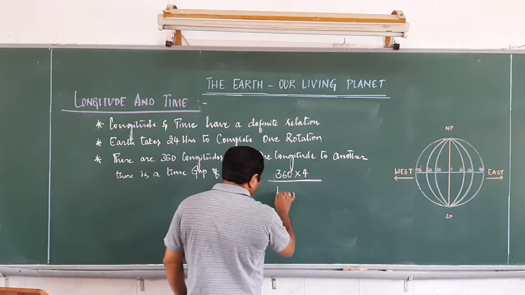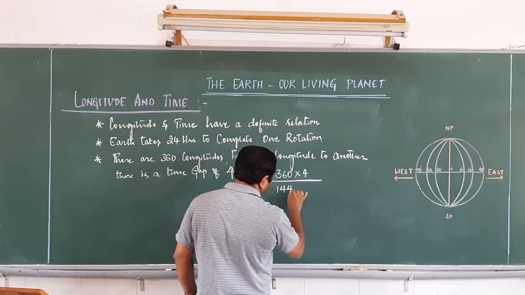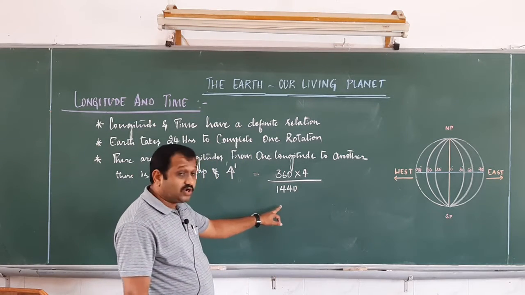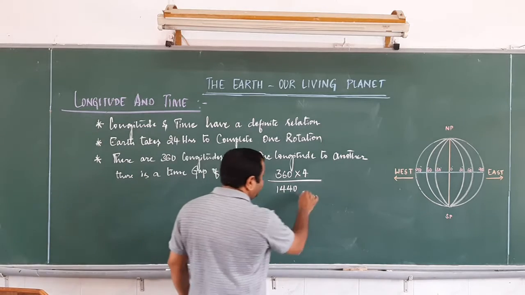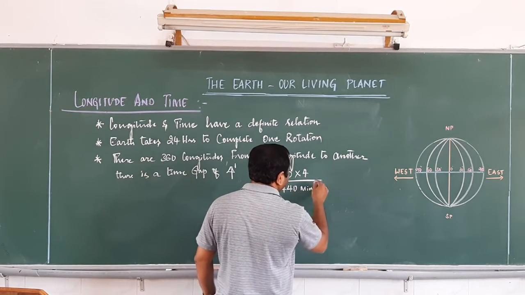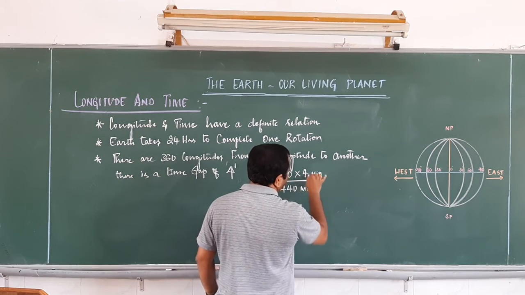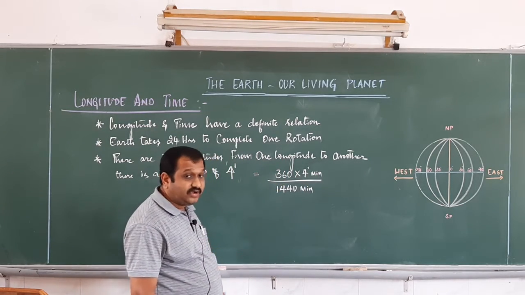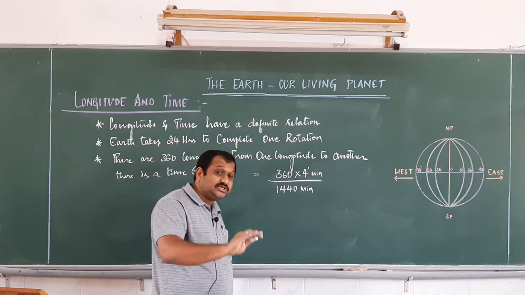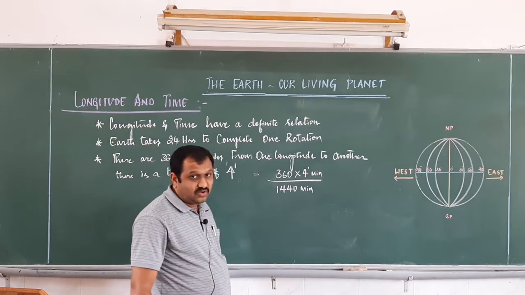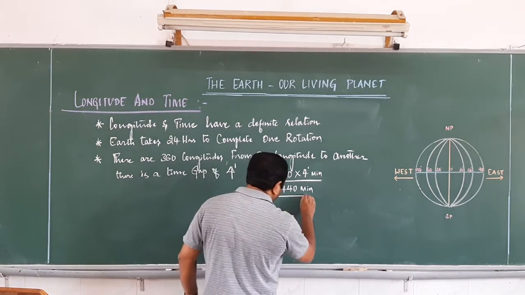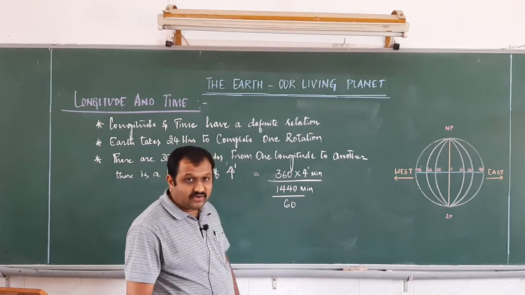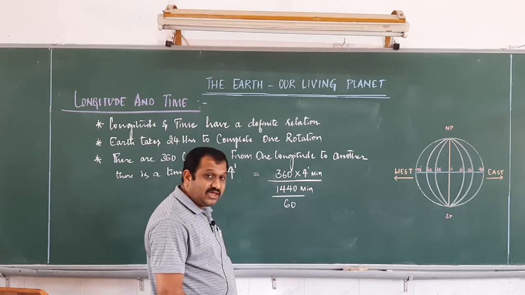This is the answer you will get: 1440. What is this? Minutes. 1440 minutes. If you want to convert these minutes to hours, what you have to do? You have to divide it by 60. 60 minutes is equal to 1 hour. So, therefore, you have to divide it by 60.